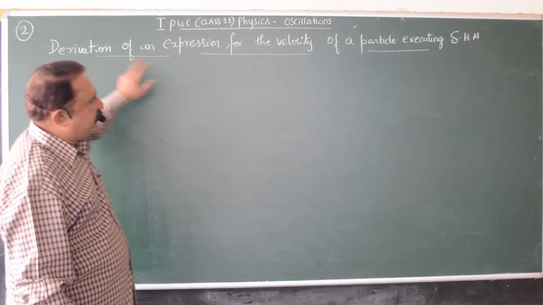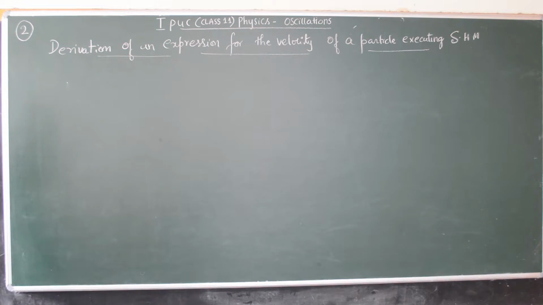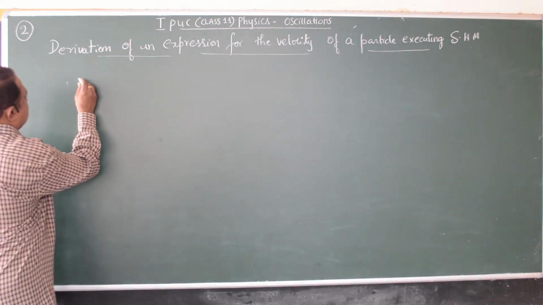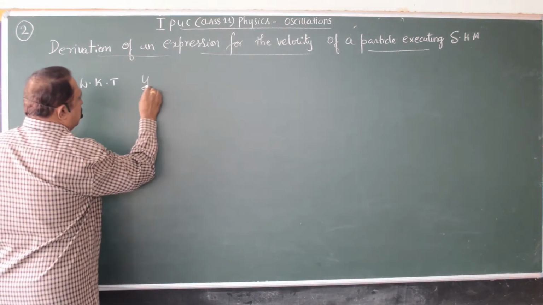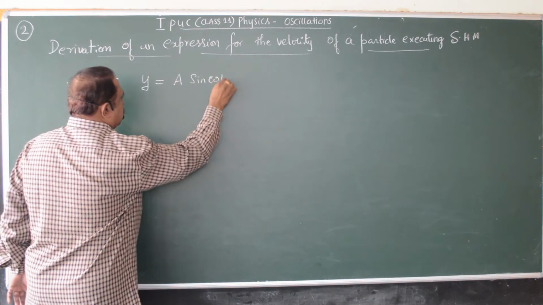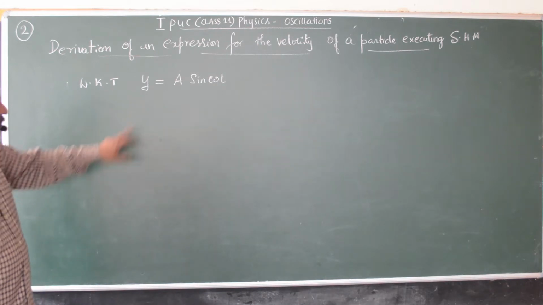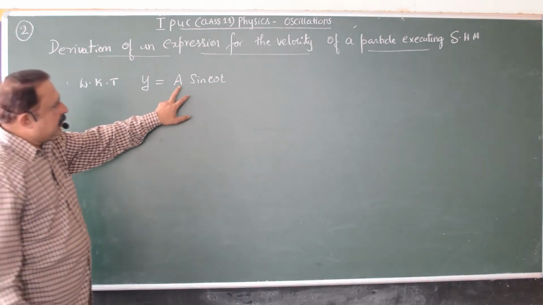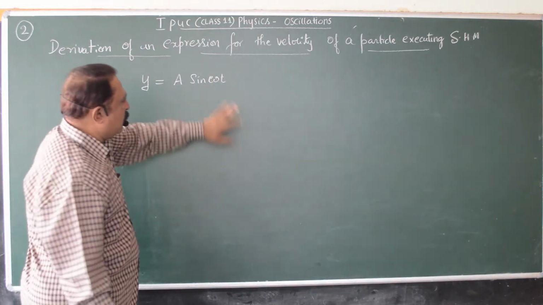Revision of an expression for the velocity of a particle executing simple harmonic motion. First, let us do for velocity, then we will do for acceleration. We know that according to the displacement equation, y equals a sine omega t. The displacement equation of a particle executing simple harmonic motion is y equals a sine omega t, where y is the displacement and a is the amplitude.